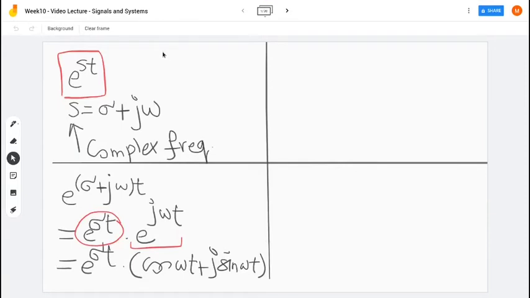So we are trying to represent any continuous time signal in terms of the complex exponential e to the power st. So replacing s by sigma plus j omega, we will get e to the power sigma t times e to the power j omega t. And e to the power j omega t can be expanded using Euler's equation as cosine omega t plus j sine omega t. So as you can see, this term represents kind of oscillating functions, cosine and sine, whereas this term e to the power sigma t will result in sort of a decaying exponential, especially if sigma is less than 0.